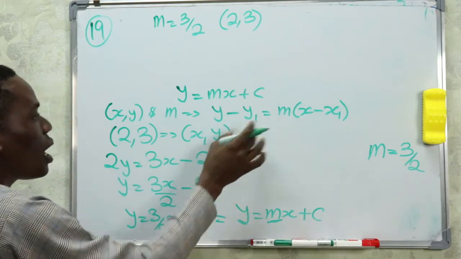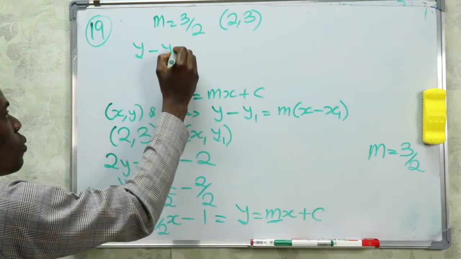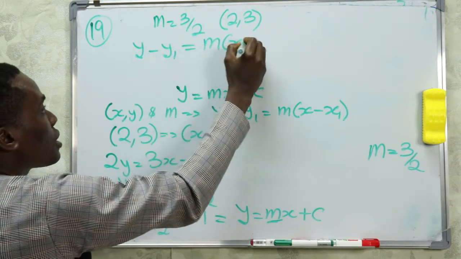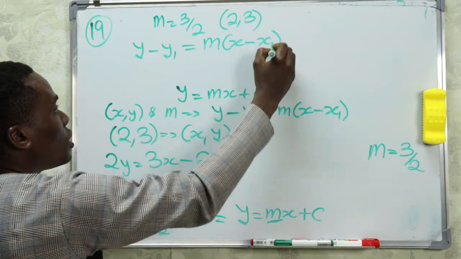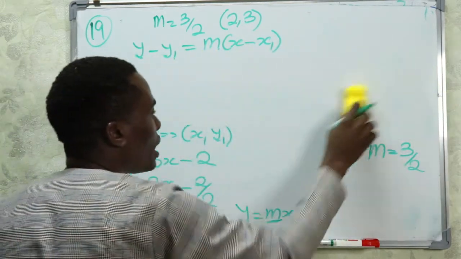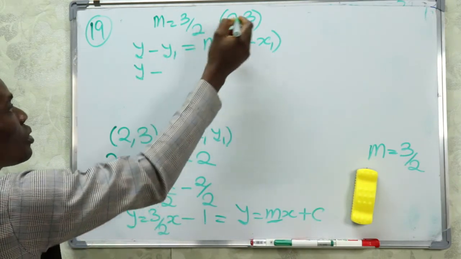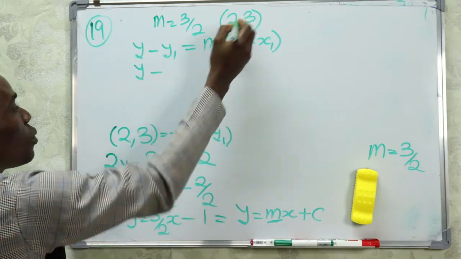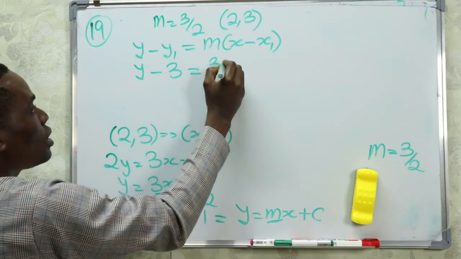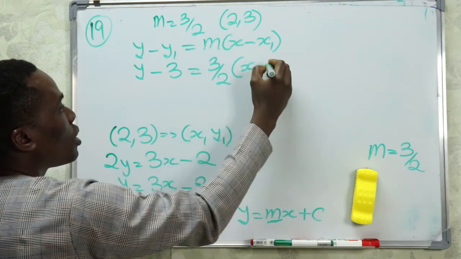2, 3. Now applying this formula, we'll have y minus y1 equal to m into bracket x minus x1. Now let's apply that properly into this equation. We'll have y minus 3 equal to the gradient, 3 over 2, into bracket x minus minus 2.